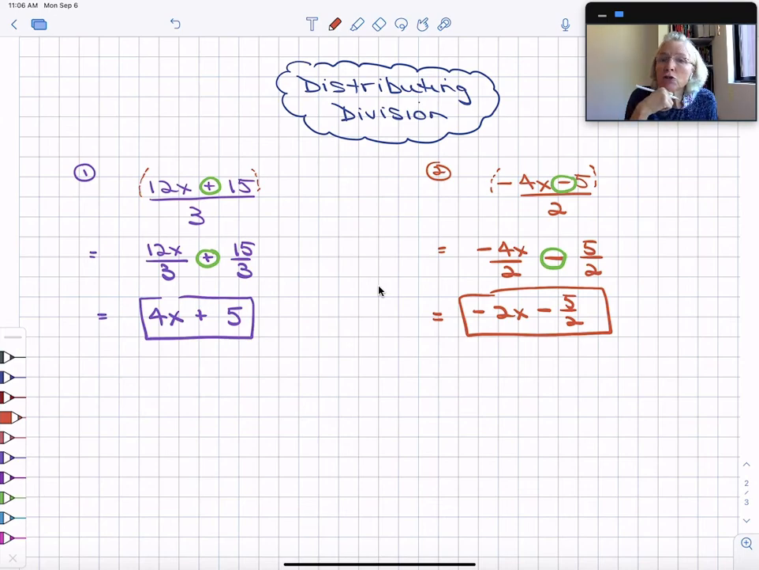All right, mathematicians, this is distributing division. It behaves just like distributing multiplication over addition and subtraction.